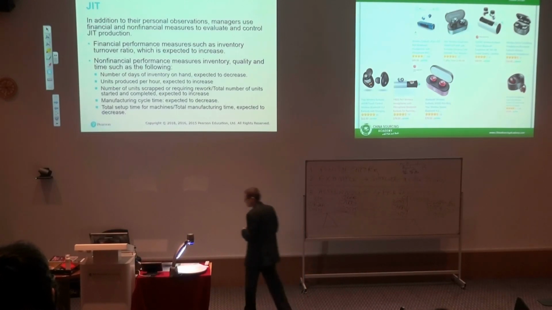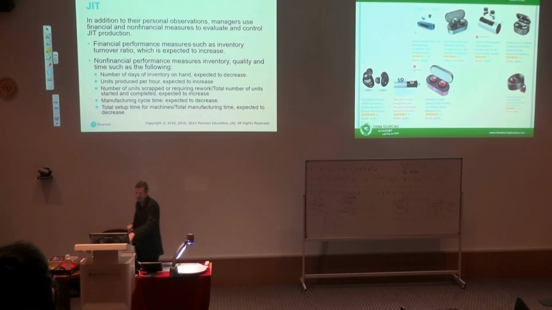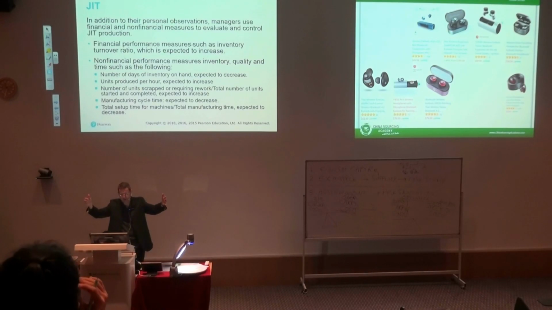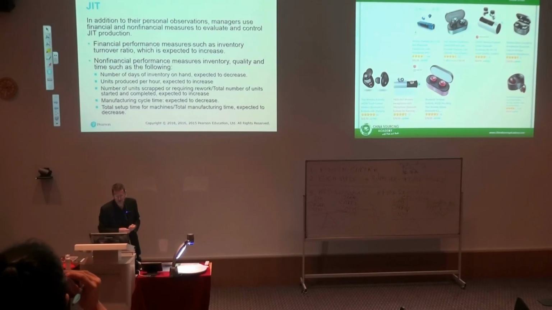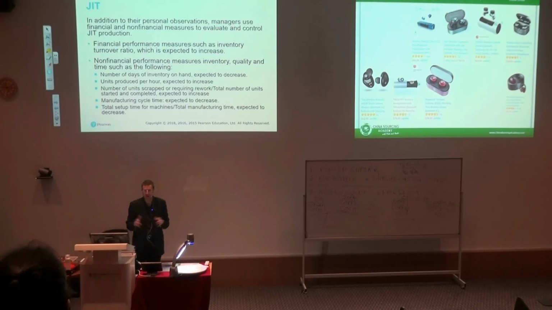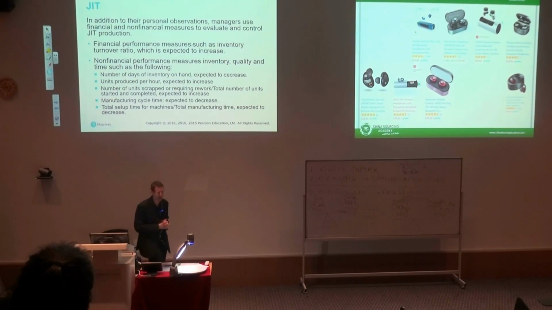The units produced per hour is another measure. Number of units scrapped requiring rework. We don't want that to happen. And manufacturing cycle time. Again, we mentioned that again. That's the time from start to finish of the whole production process. Total setup time for machines is expected to decrease. So you're actually reducing setup time.